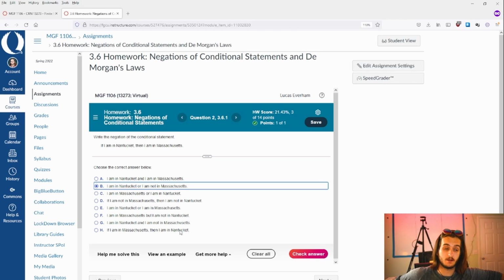And then finally, if I am in Massachusetts, then I am in Nantucket. That is not the negation. That would be our converse. The converse of a conditional statement is not it negated, it's just it rearranged.